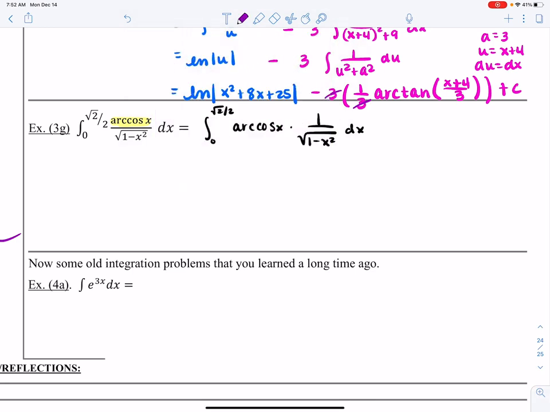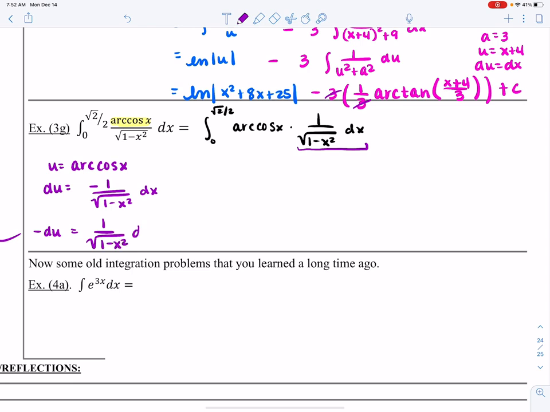We're going to do u substitution. And we're going to let u be arc cosine. And based on the derivative rules that you learned the other day, the derivative of arc cosine, which I hope you know, is negative 1 over square root 1 minus x squared dx. Notice that's exactly what you have right here with the exception of the negative. So let's get rid of the negative. 1 over radical 1 minus x squared dx.